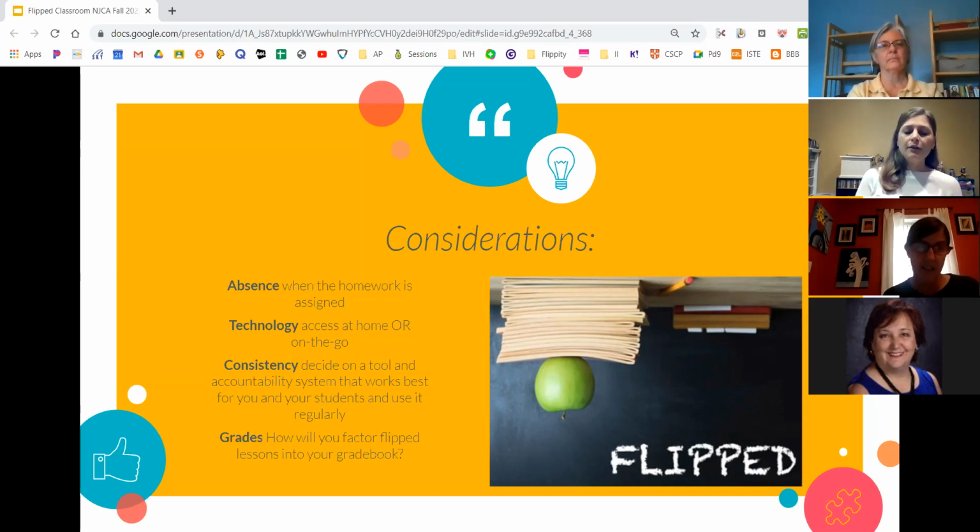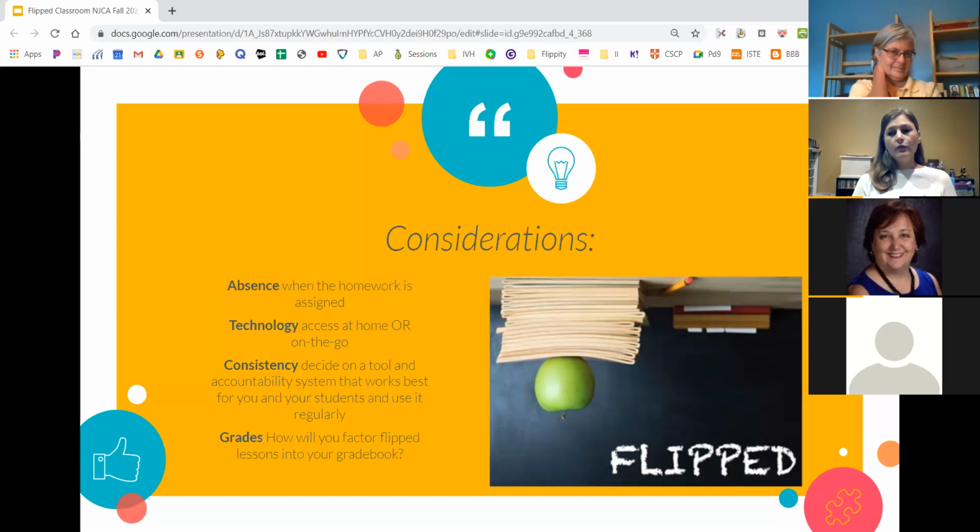And then the final thing you want to consider as you're moving forward in a flipped classroom model: how will you factor those flipped lessons into your gradebook? And I had alluded to this earlier. Do you want to give your kids a homework grade just for doing the notes? Do you want to give your kids a homework grade for a quiz that you give afterwards? You can evolve that as you go through the year too.